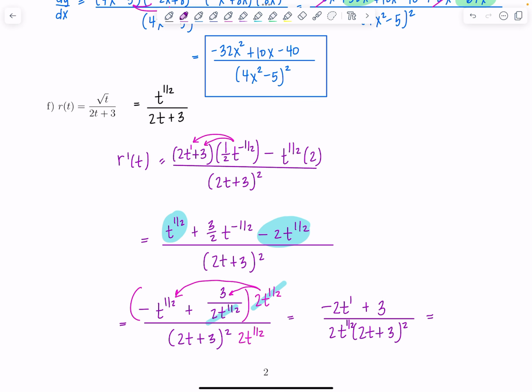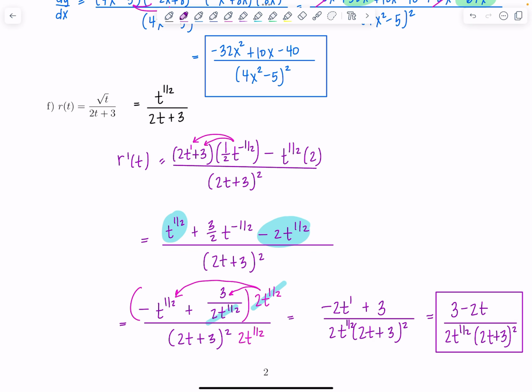And then I would say, for aesthetic purposes, I would write the numerator as 3 minus 2t. You don't have to. It wouldn't be marked wrong, but it just looks so much better not to have that negative sticking out in the front. Okay, there's our final answer.